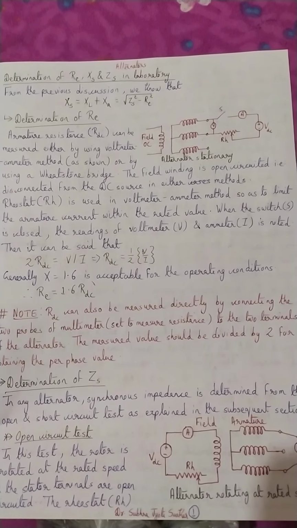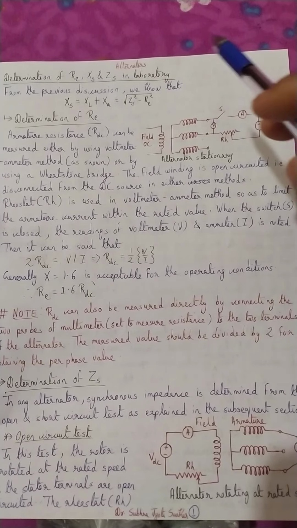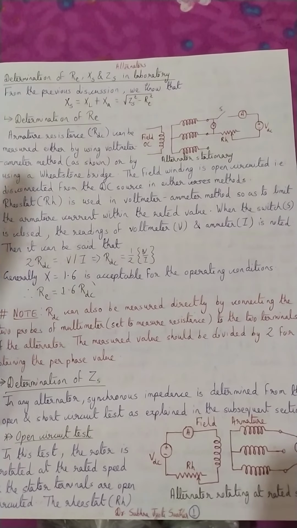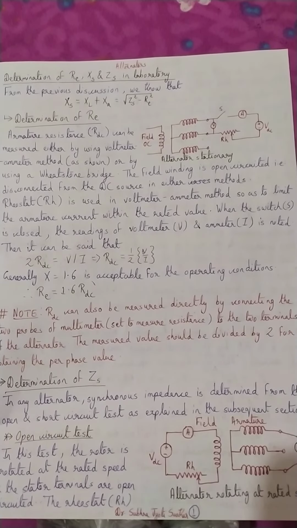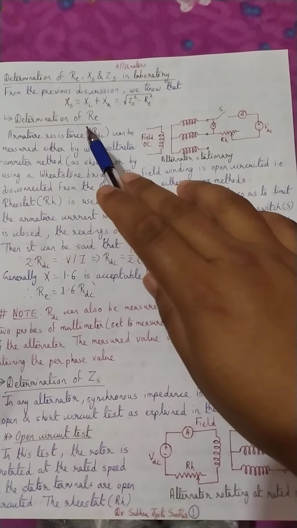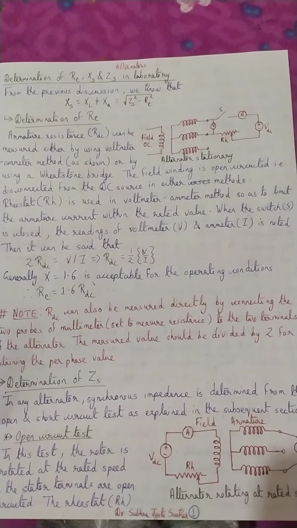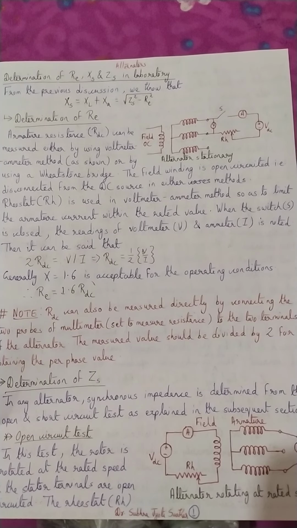We are going to find out all these parameters for a given alternator in the laboratory. So let's try to understand how we are going to find out. The first one is determination of Re. We have to find out the effective resistance of the alternator. We may directly go for a voltmeter method, or we can have a Wheatstone bridge method to find out the DC resistance of the winding.